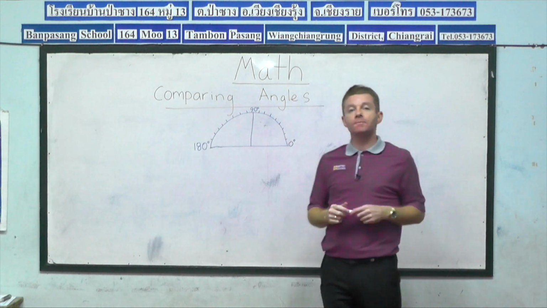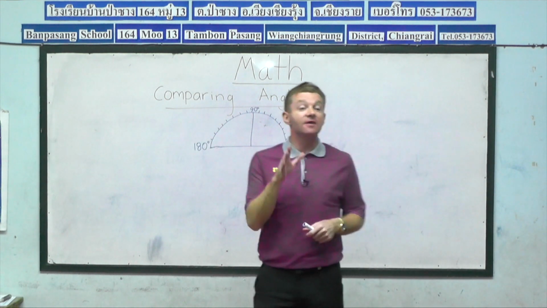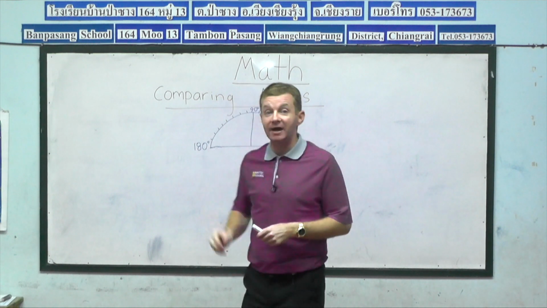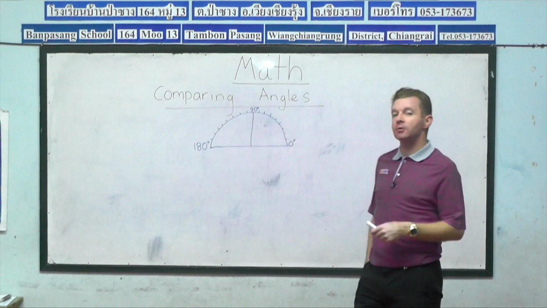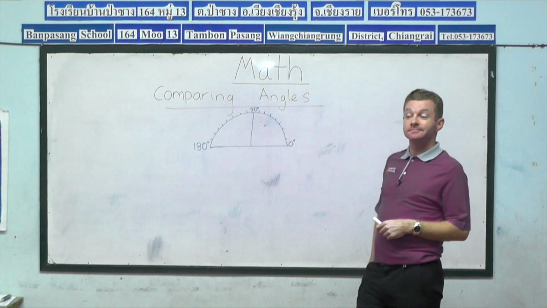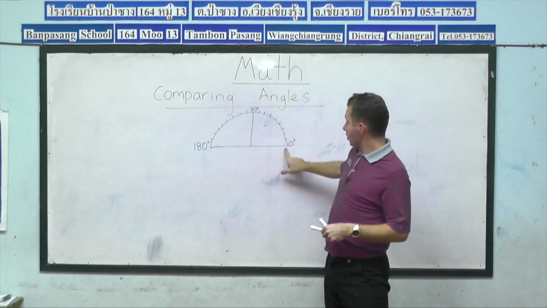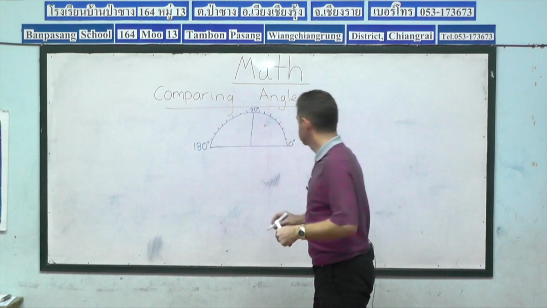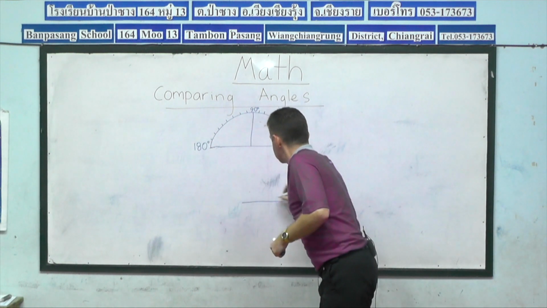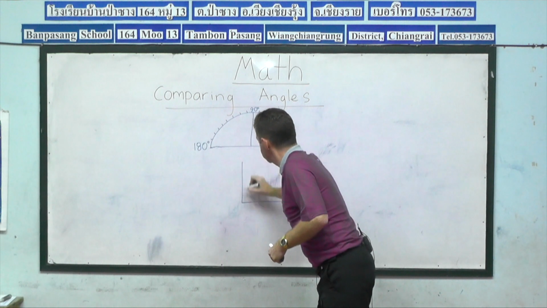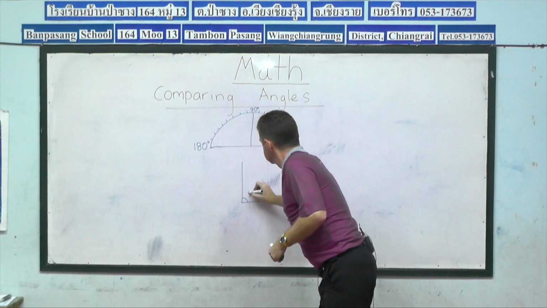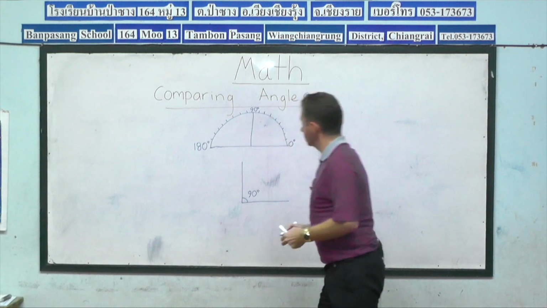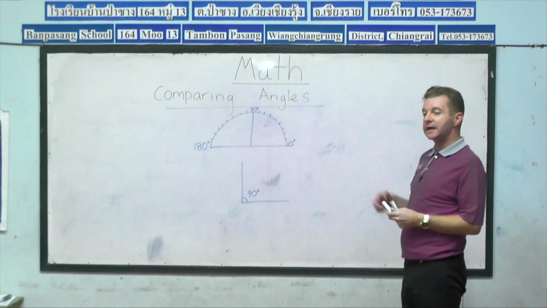But what we're going to be doing in today's exercise is comparing them based on a right angle. So how many degrees for a right angle, guys? The right angle will always be 90 degrees, correct. So let's see. Here's a line there, a line there. 90 degrees, okay? Always 90 degrees.